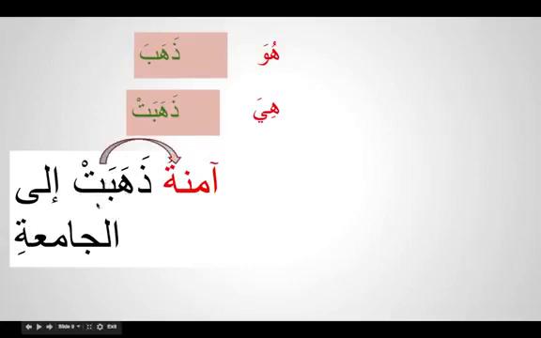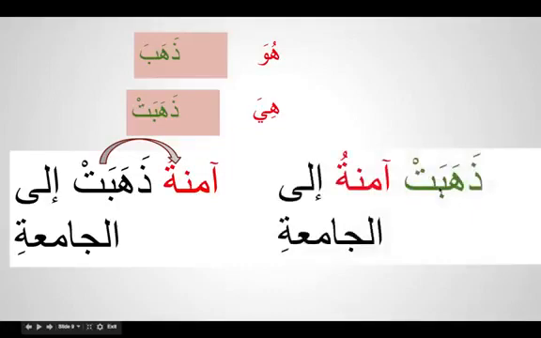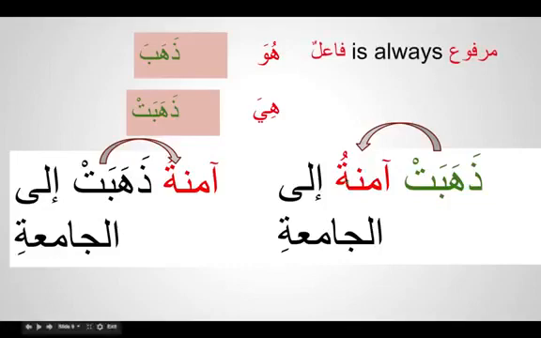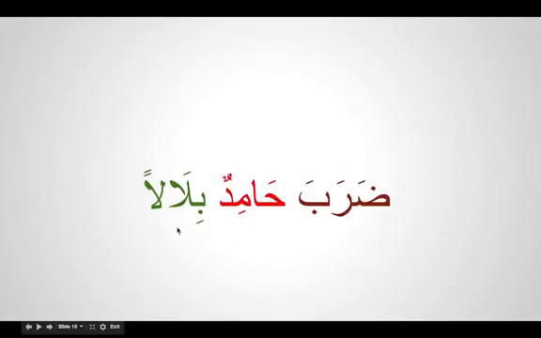Dhahabat represents huwa here, and that goes to Amina, but that is not called a fa'il. Now the other sentence, dhahabat Aminatu. The sentence is beginning with a fa'al, and we know that if you see ta'nith, we are looking for a feminine word, and we got Aminatu, and that is a fa'il because it is coming after the verb. The fa'il is always marfu, and the sign of marfu is dhamma.